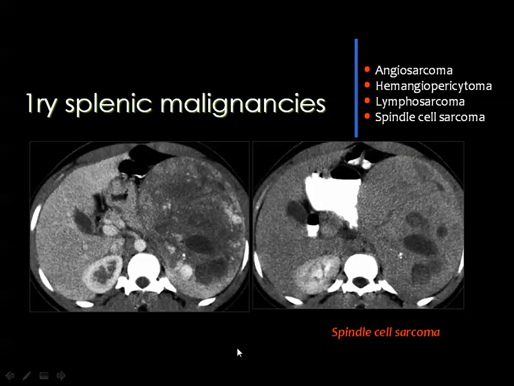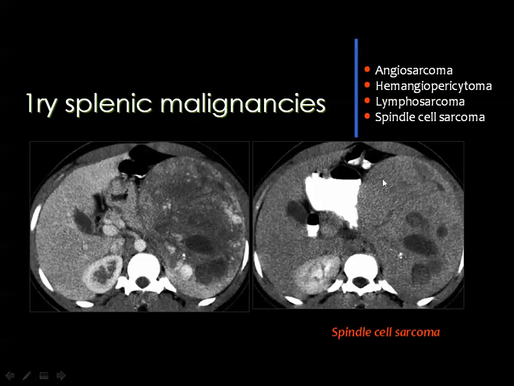is an angiosarcoma. But we used to diagnose solid masses in the spleen as lymphoma until proved otherwise, because lymphoma is far more common compared to other solid lesions in the spleen. And other primary splenic malignancies may include angiosarcoma, hemangiopericytoma, lymphosarcoma, and the spindle cell sarcoma.